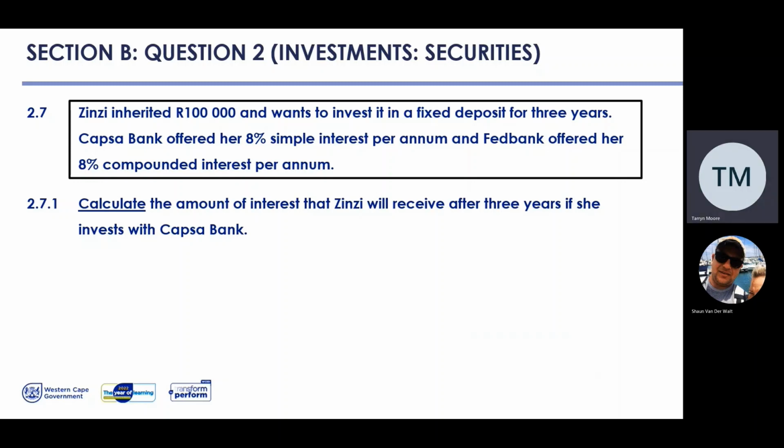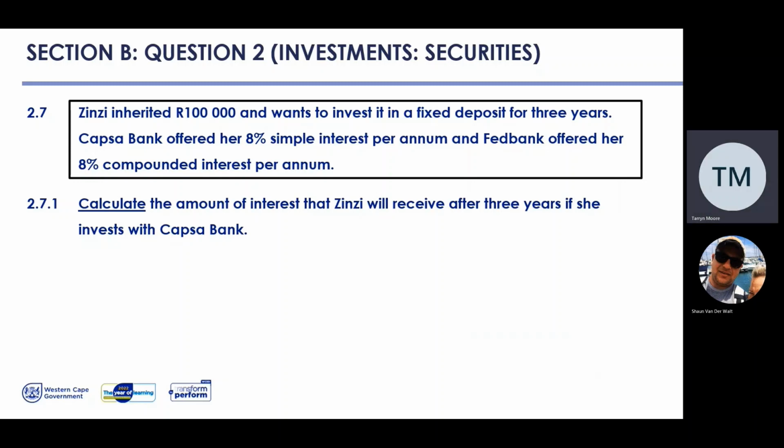Practice makes perfect. Practice different methods, whether it be annually, whether it be monthly. Make sure that your final answer, when it pertains to interest, excludes the principal amount. And remember, this is business. We show our calculations. Why do we show our calculations? If we make a mistake, we can still be awarded marks.